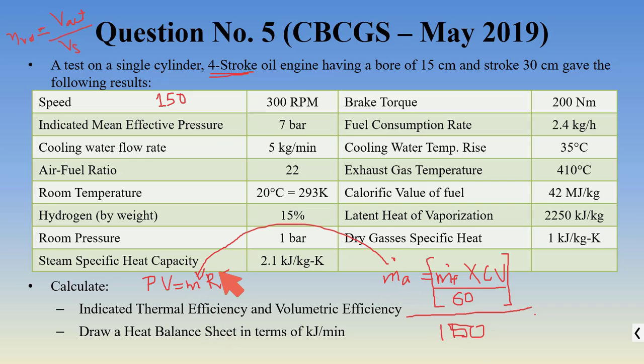This is our M. We know R is constant. We know T is what? T will be room temperature. Room temperature is how much? 20 degrees Celsius. That is 293 Kelvin. So we know the room temperature.